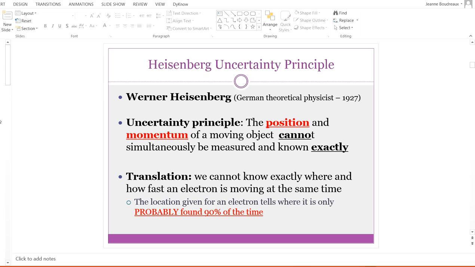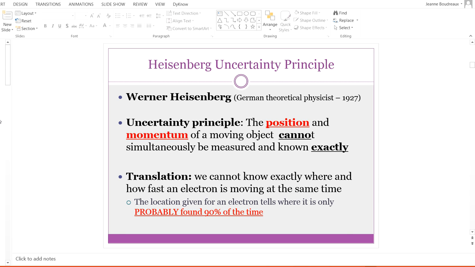Now, we're going to start with the Heisenberg uncertainty principle. The Heisenberg uncertainty principle was named after a German physicist by the name of Werner Heisenberg. It states that the position and momentum of a moving object cannot simultaneously be measured and known exactly. Well, what does that mean? That means that we cannot know at any exact moment where an electron is and the speed that it's traveling. We can know one or the other, but we can't know both of them at the same time.